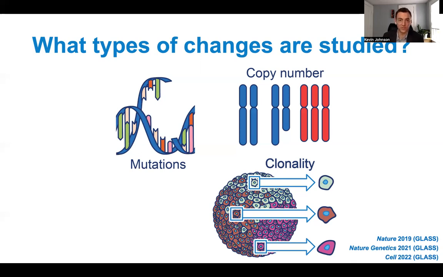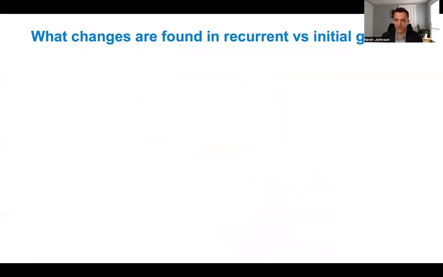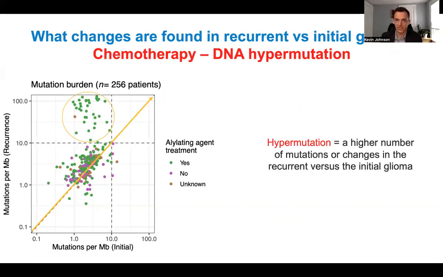And so I'll highlight just a few here. And we can, again, think of this from the framework of what's happening in the recurrent tumor that's absent in the initial, and how might this be explained by therapy. So the first type we'll talk about is chemotherapy and how it changes those mutational patterns in a tumor.